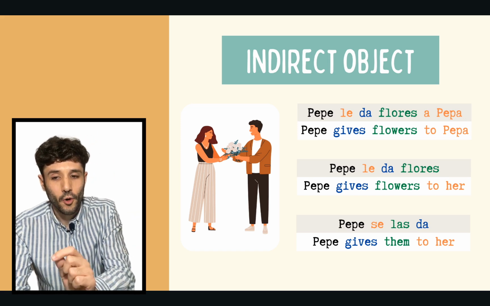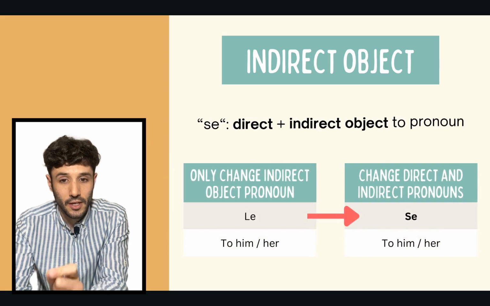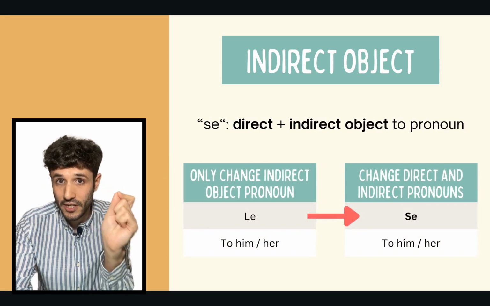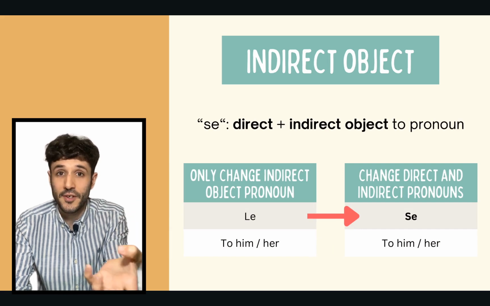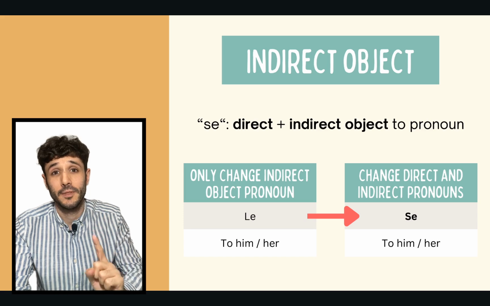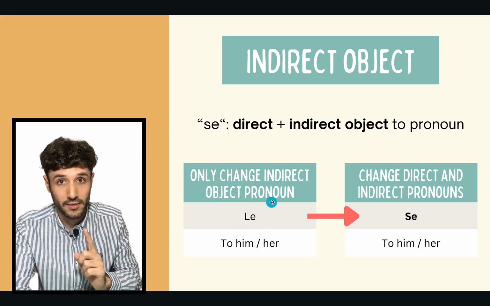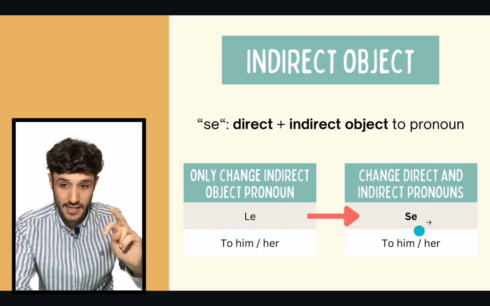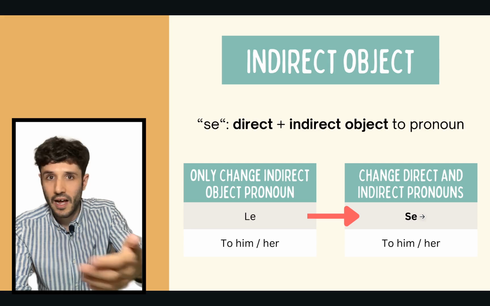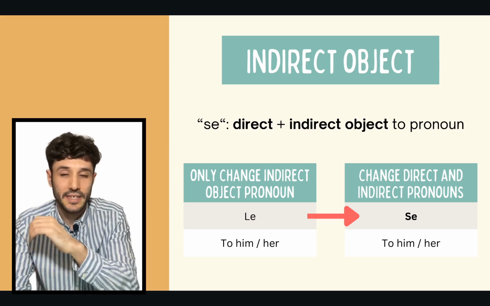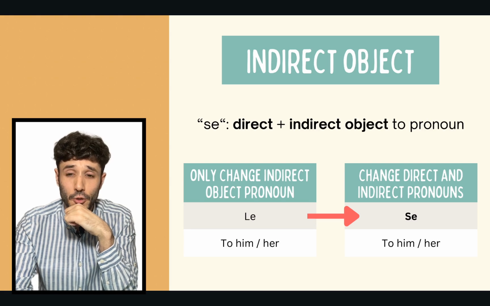So we are going to see se when both the direct and indirect object in a sentence are changed to pronouns. If only the indirect object is changed, then it's not se, it's going to be le, as you can see here. If I change both, then se plus los, la, lo, las, whatever the direct object is, okay? So well, this is the fourth, I believe, use of se.